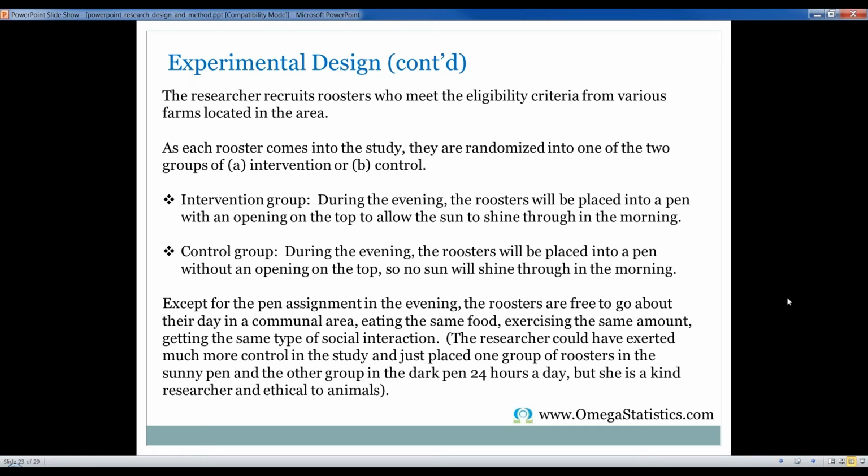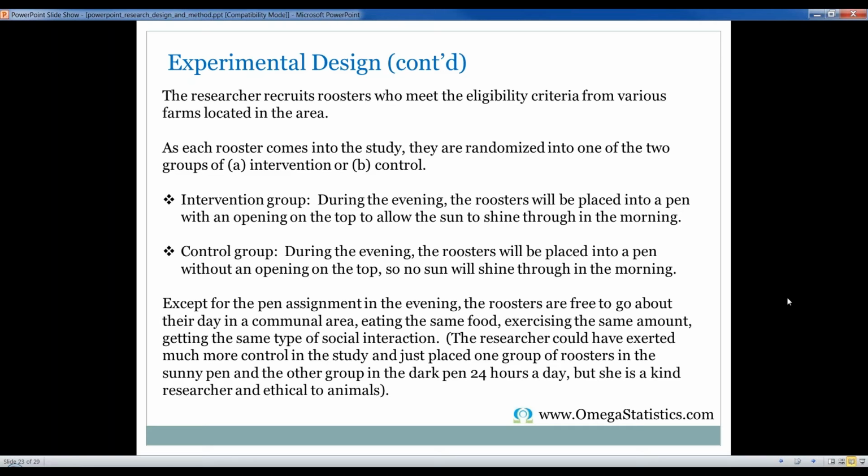So she's going to get her roosters, and as they come in, she has a randomization schedule. And she goes, okay, this rooster is going to go to group A, the next rooster is going to group A, the next one's going to B. And it's not A, B, A, B, A, B. It depends on what your randomization schema says. And so you're going to go ahead and allocate them in.